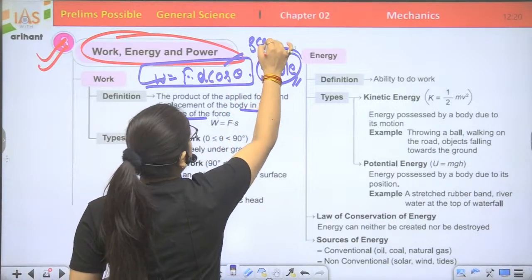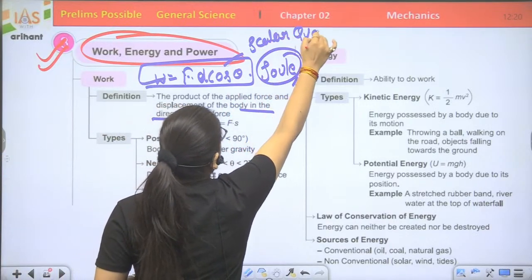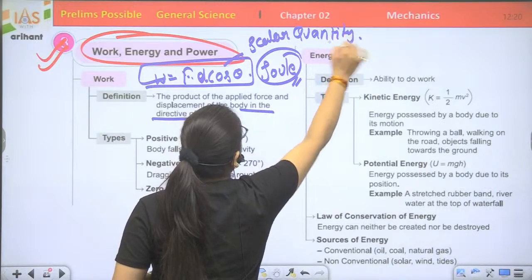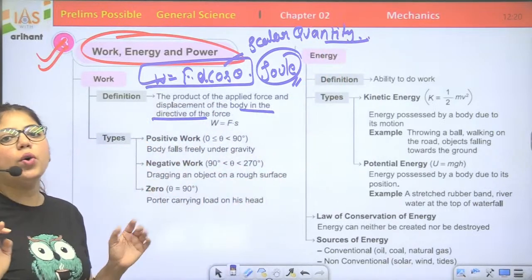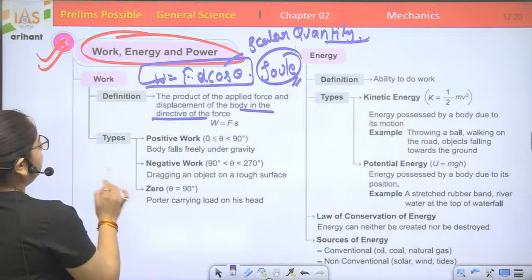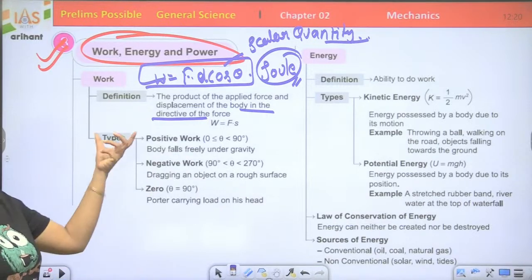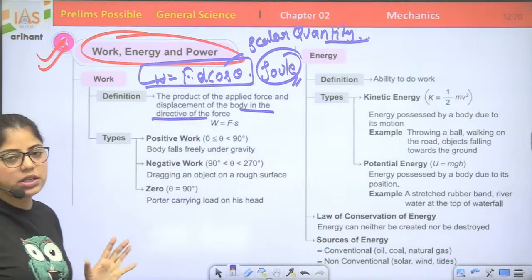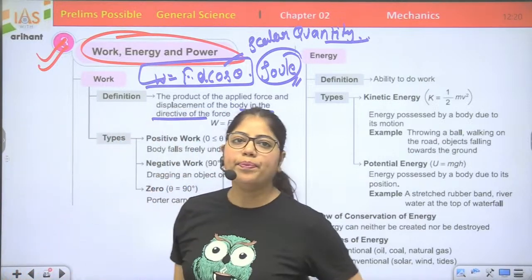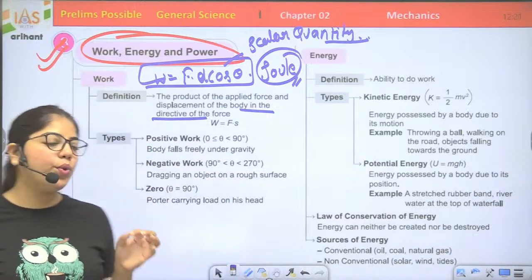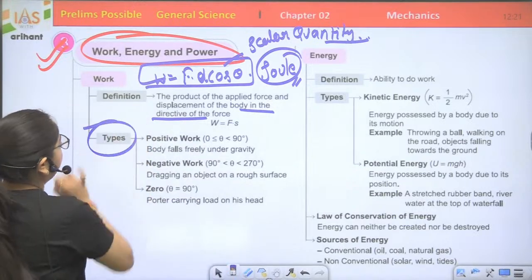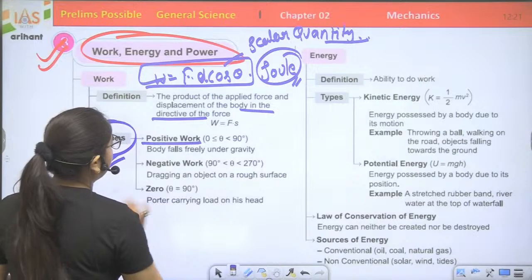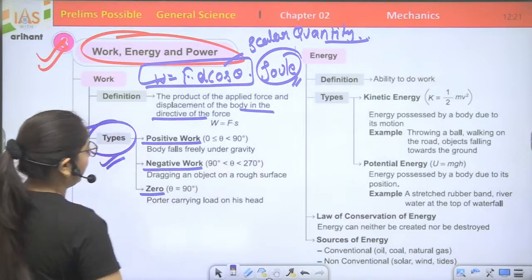Work is a scalar quantity. It only has magnitude but no direction. Clear? Also, you can say work is a transfer of energy. Clear? Now we are going to study the types of work: positive work, negative work and zero work.